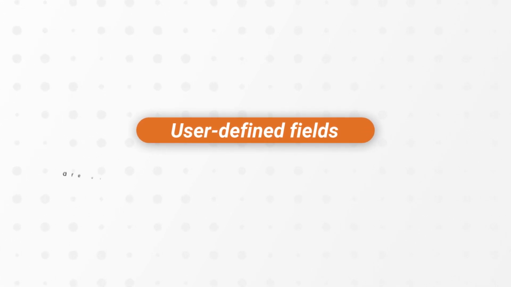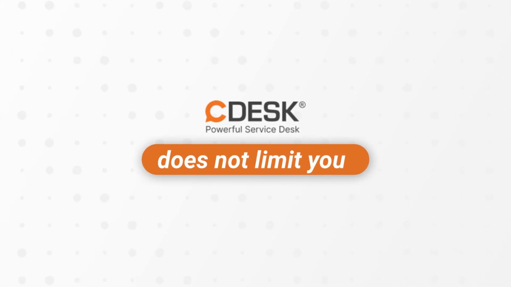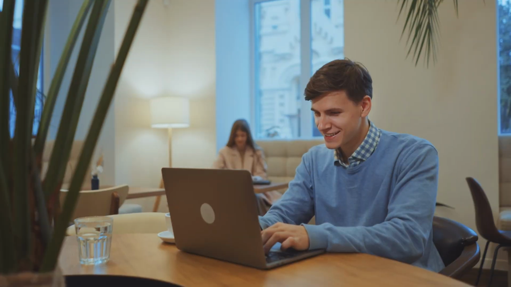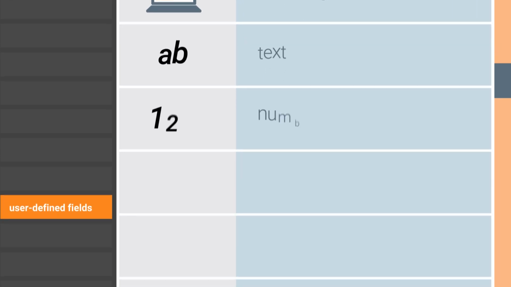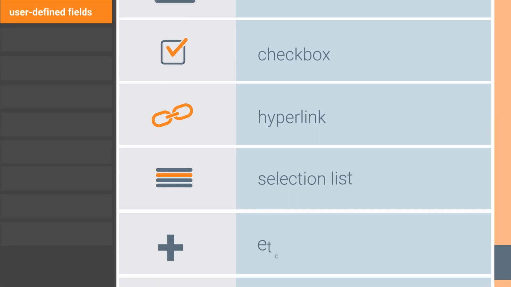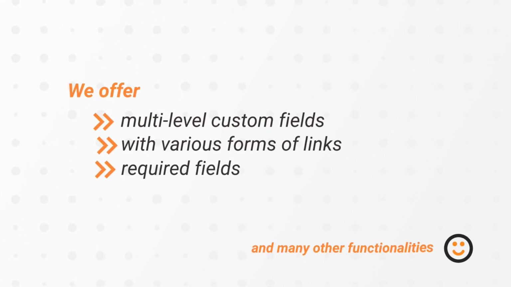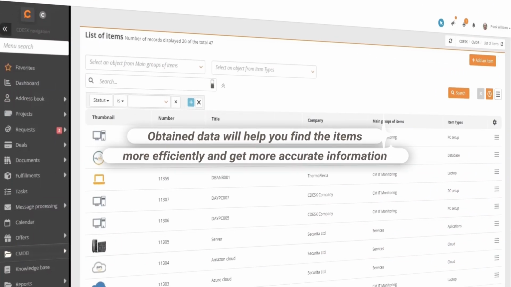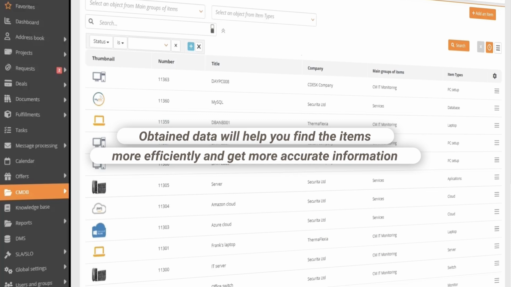User-defined fields are used to customize forms according to your needs. CDESK does not limit you to using only those fields in forms that you will find there after installing the system. Our user-defined fields open the possibility of recording a wide range of value types: text, number, date, checkbox, hyperlink, selection list, etc. We offer multi-level custom fields with various forms of links, required fields, and many other functionalities. Data obtained from these fields will help you find the items you need more efficiently and get more accurate information.